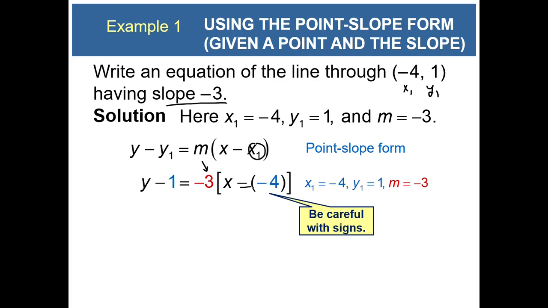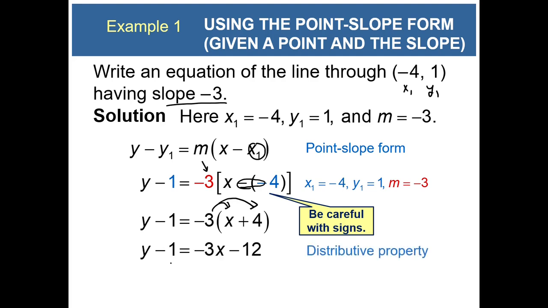Now you want to be extra careful with the sign. This double negative is going to become positive. So now we have y minus 1 equals -3 times x plus 4. I'm going to distribute the -3 to the parentheses x plus 4. y minus 1 equals -3x minus 12 by distribution.